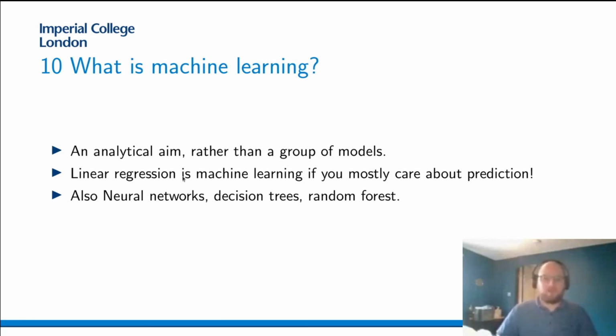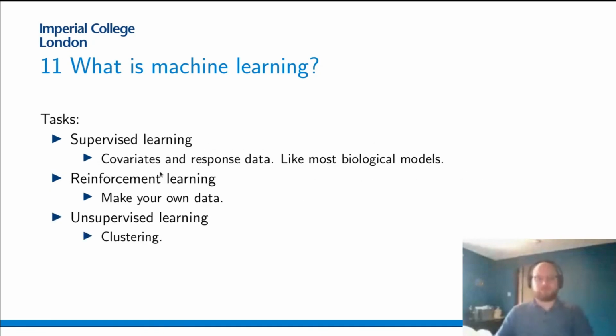And then, just some of the models we've probably heard about a bit more include neural networks, decision trees, and random forests. So while linear regression can be machine learning, often it's not the best method, so often we'll be using other methods.